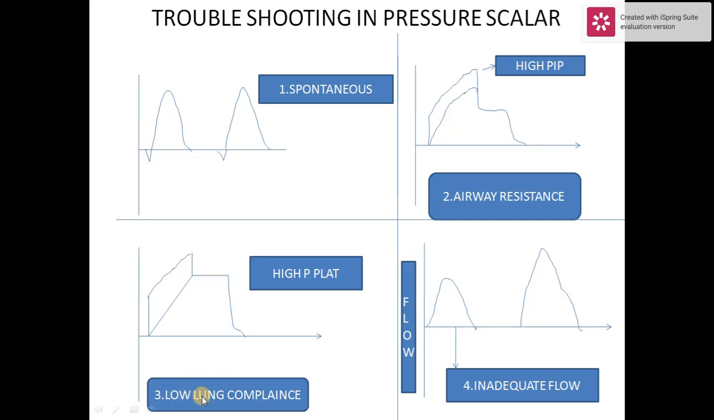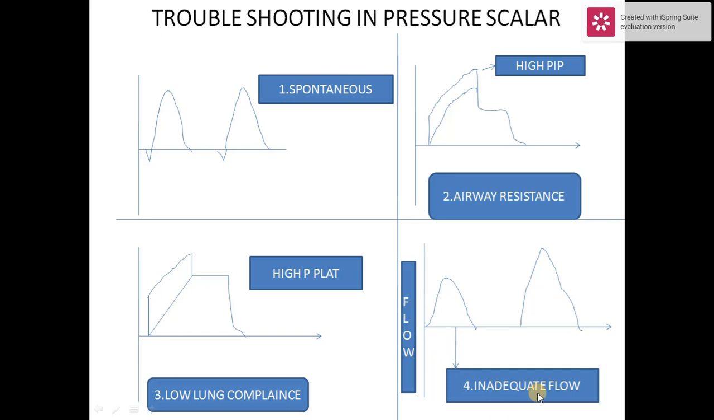Coming to the third, low lung compliance. As I told you, the P plat shows the compliance. When there is a high P plat, it means the compliance of the lung is low. Now, inspiration starts, PIP is normal, then the P plat is high, which represents that the compliance of the lung is low, and then comes the expiration. This is seen in conditions mainly like ILD or ARDS.